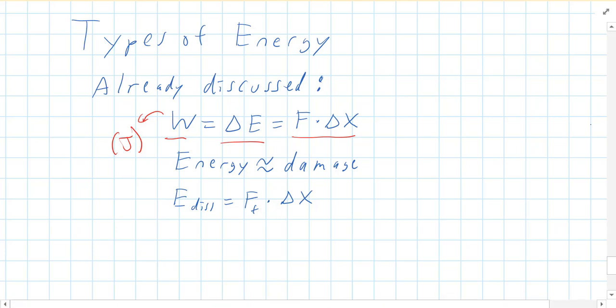We also talked about dissipated energy. That's friction times delta x. That's almost always negative. And what friction does is take energy away from an object and creates heat out of it. So you're taking energy out and making heat.